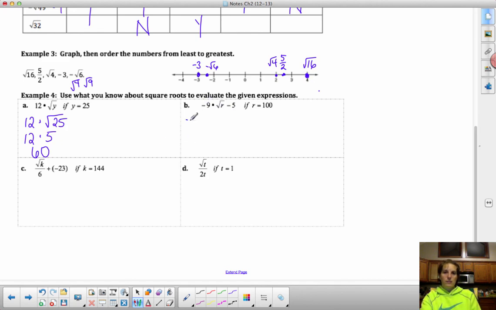So this we need to do negative 9 times the square root of 100. Notice that this minus 5 is not underneath the radical. So then subtract 5. So negative 9 times 10, then subtract 5. So it's really negative 90 minus 5. So we end up with a negative 95. So don't panic about these problems. Why don't you go ahead and give problems C and D a try, pause the video, give them a try, and then come back and check your work.